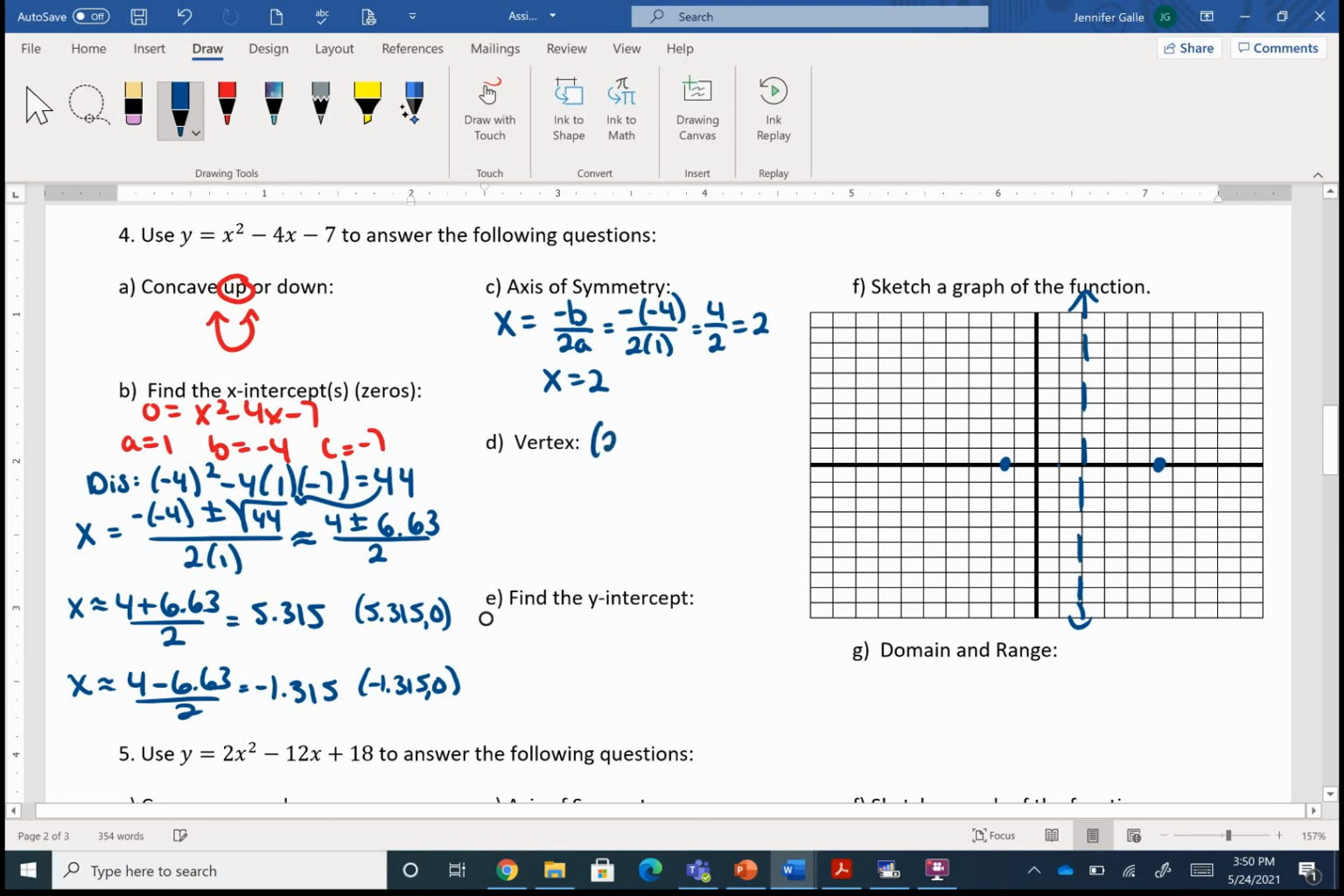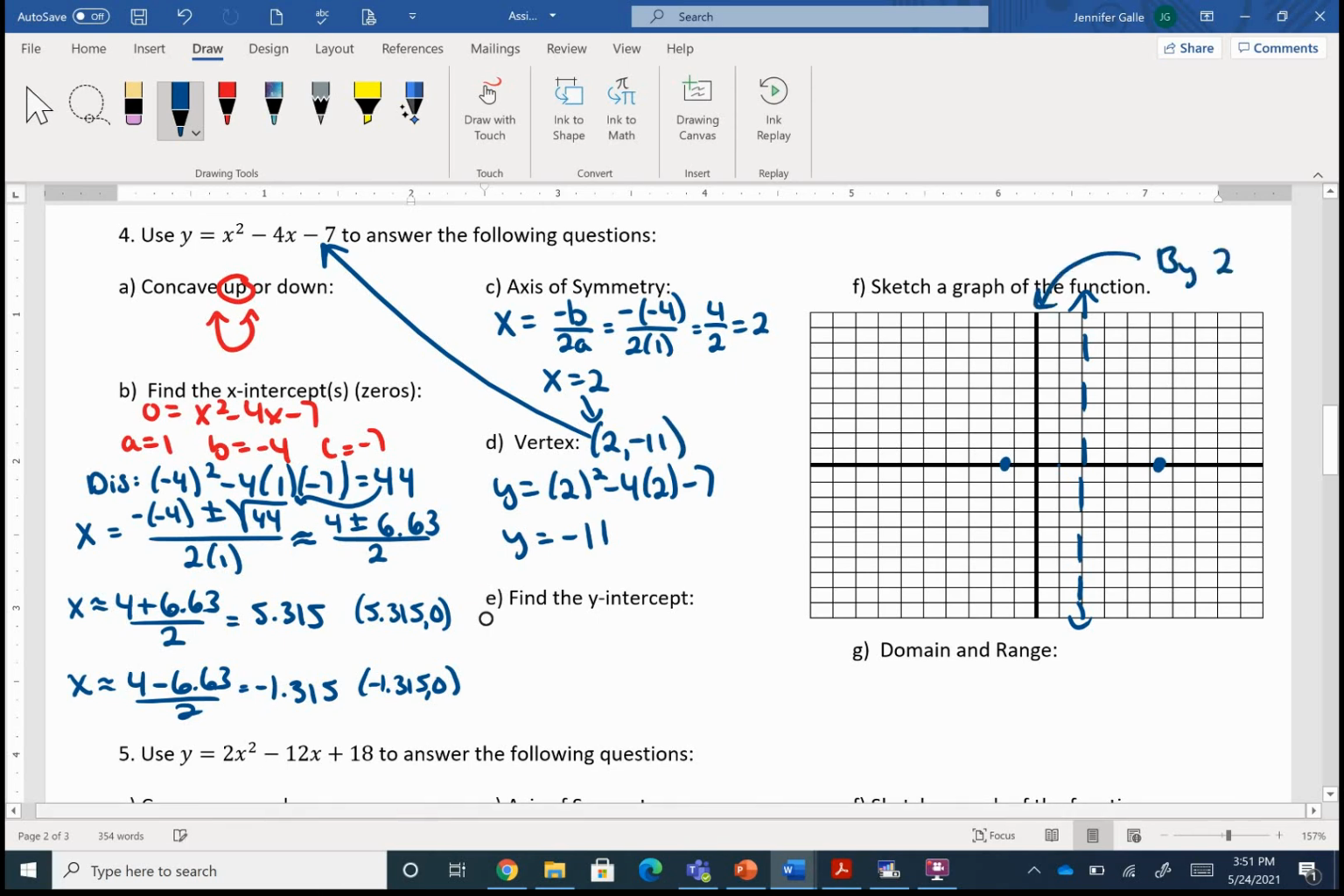All right, so I've got the 2 for my vertex. That 2 has to go back into the original. So 2 squared minus 4 times 2 minus 7. We'll have y equals -11. So to graph my vertex, we need to change our scale. I'm just going to go ahead and go by 2s.